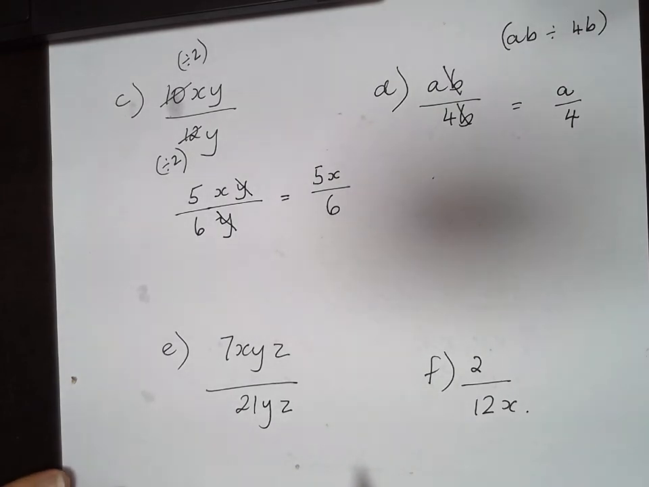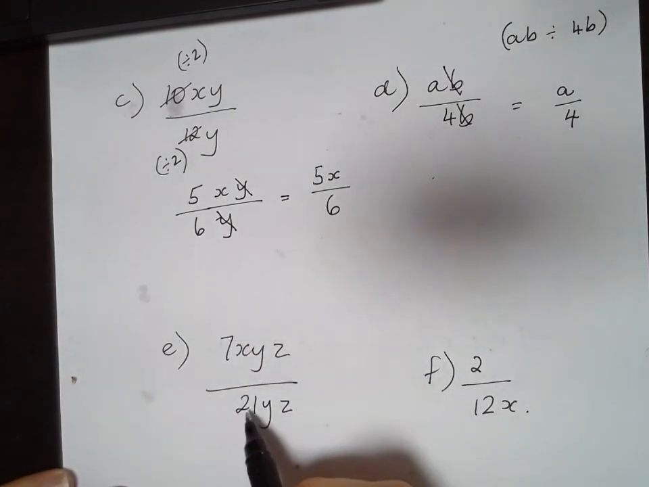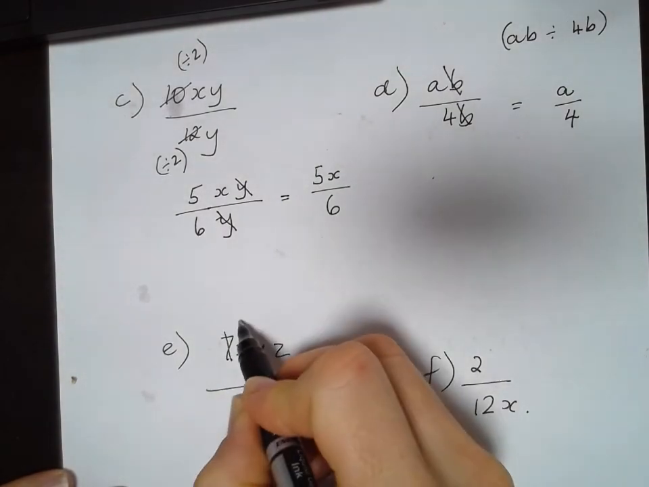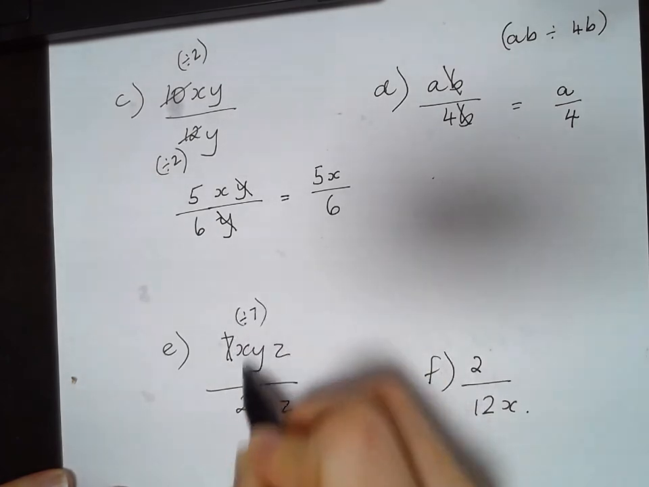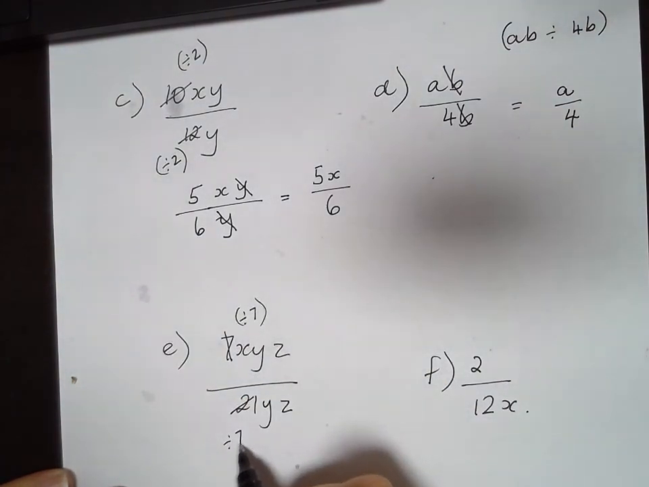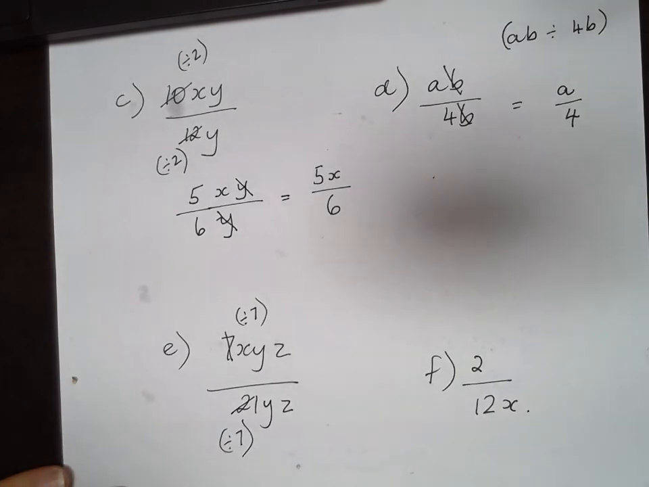This time I can see I've got 21 and 7, so I'm going to divide the top and the bottom by 7 to get it into its simplest form, because that's what we're doing, we're simplifying. 7 divided by 7 is 1, we can get rid of that later. What we have on the top part is x times y times z. 21 divided by 7 gives me 3 times y times z.